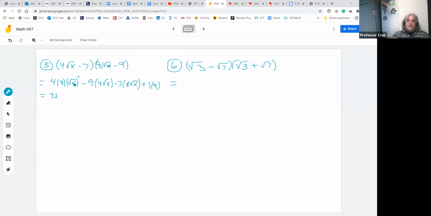So square root of x squared is just x. Minus 56x. Square root of x, minus 56. Square root of x plus 63. Those two are the same.